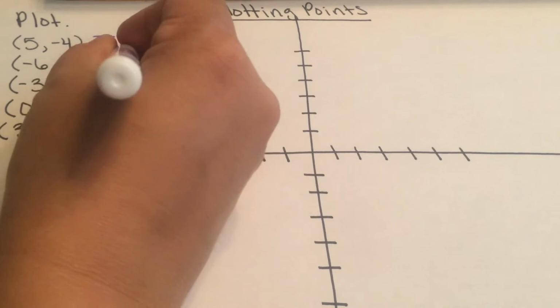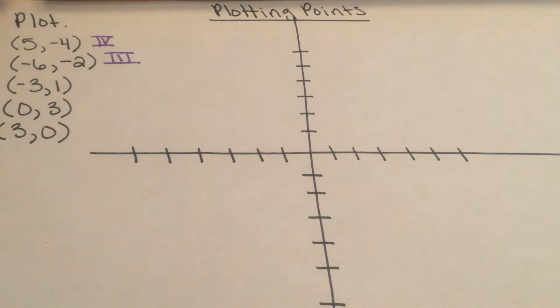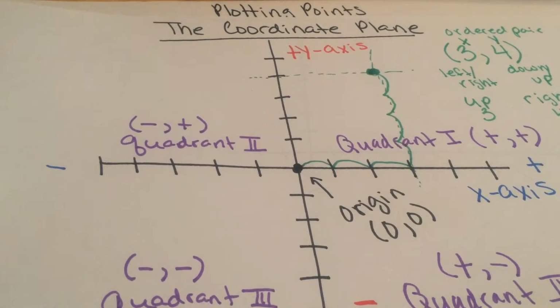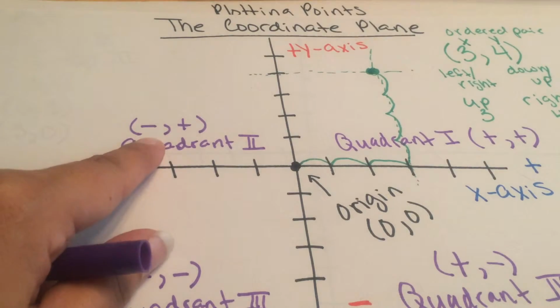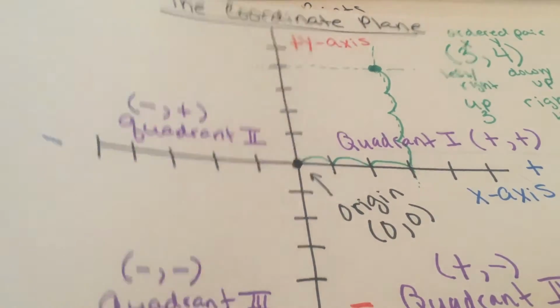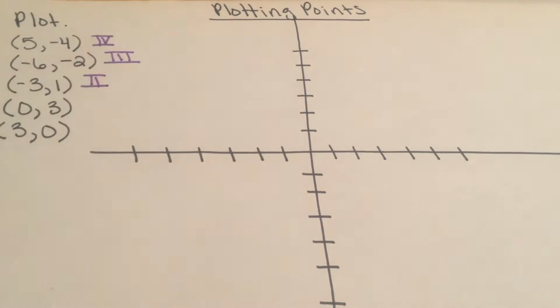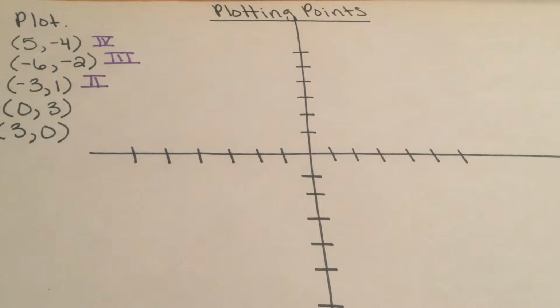Our next coordinate is going to be negative 3, 1. Again, we have a negative x and a positive y. So when we are plotting that point, we expect, since it's a negative x and a positive y coordinate, to lie somewhere in quadrant 2. The last 2 points I'm going to save. Those are kind of a surprise. So let's plot these 3 points.